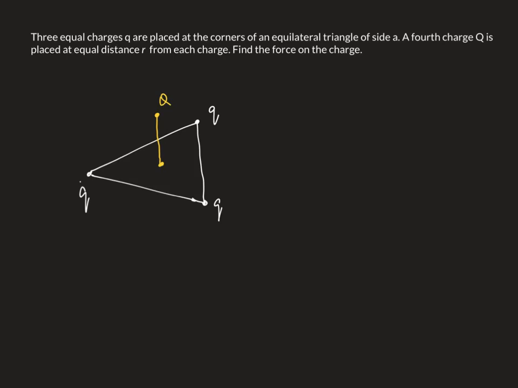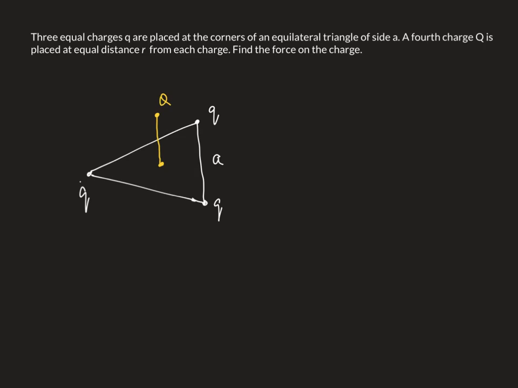Okay, so this is a question. Three equal charges Q, these are your three charges Q, are placed at the corners of an equilateral triangle of side A. The side of this triangle is A. A fourth charge capital Q is placed at equal distance R from each charge. Find the force on the charge.